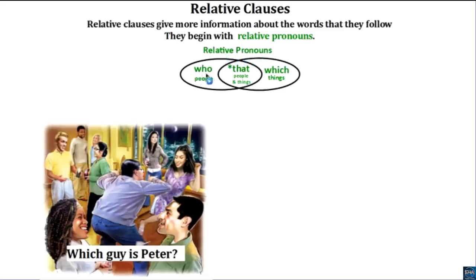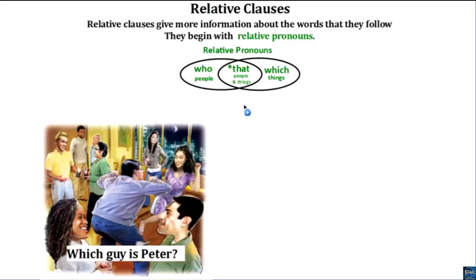Relative pronouns are words like who, and we use that to give extra information about people that we are talking about. Or that, and that is kind of flexible because we can use it to give extra information about people or things, right? But there's an exception with this one, so let's be careful. But we also use which to give extra information about things or objects, okay? So if we remember this conversation at the party, right? Monica says, hey, which guy is Peter? Which guy is Peter?